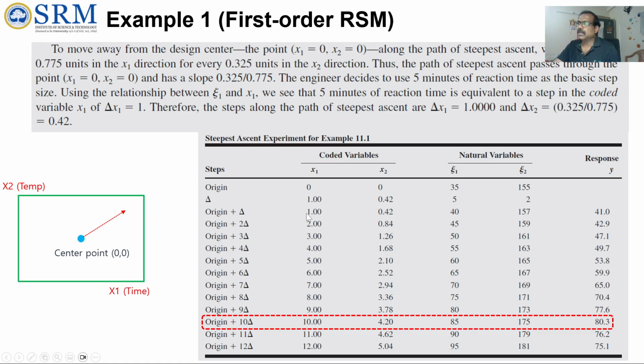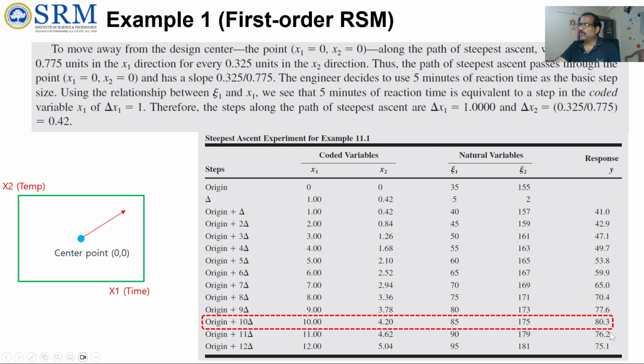For x2, the original one is 40 and 157. Then 45 plus 5 is 50, and 157 plus 2 is 159. Then 50 plus 5 is 55, and 159 plus 2 is 161. Like that we need to continuously do it. Then in the same way we need to perform the experiment also and find out the responses.